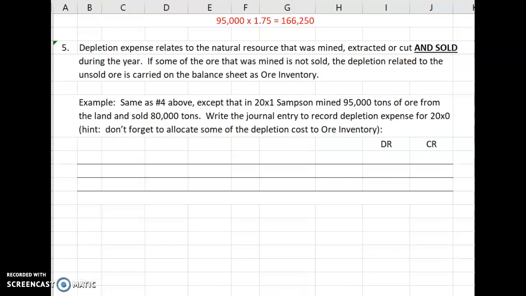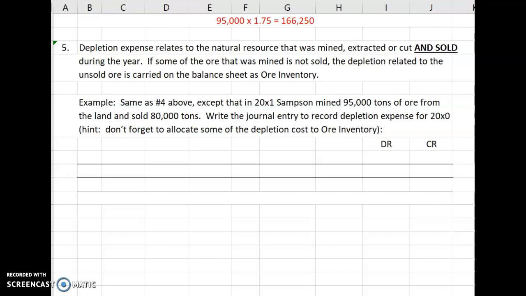One thing that you need to keep in mind with depletion is that depletion expense relates to natural resources that were mined or extracted or cut and sold during the year. If some of the ore or timber was mined but not sold, then the depletion relates to the unsold ore and has to be carried to the balance sheet as ore inventory. Let's work an example on that for a better explanation.